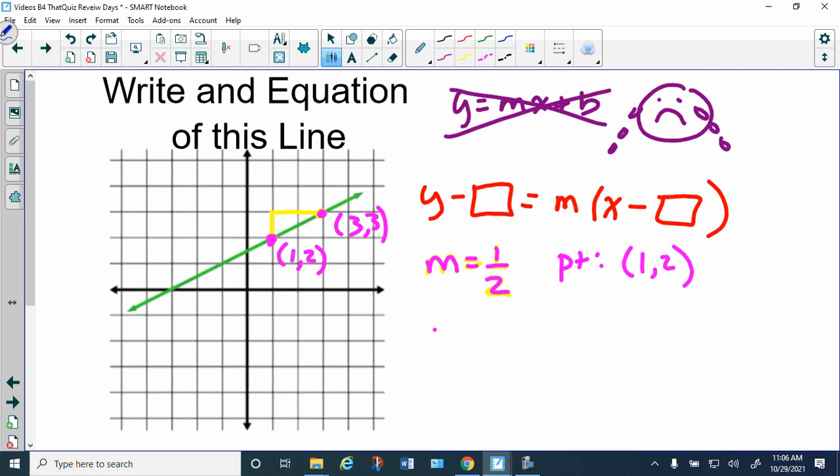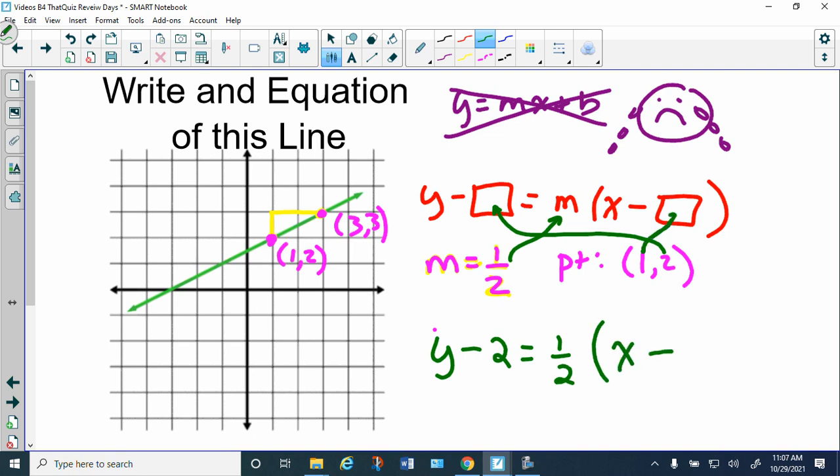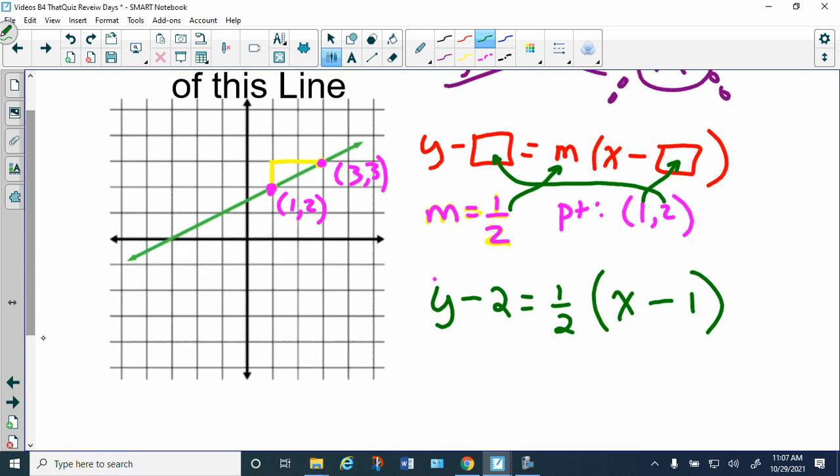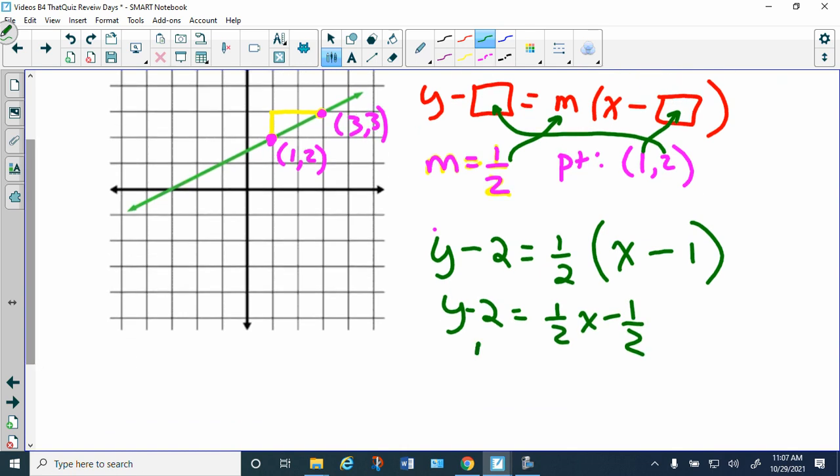Now let's throw everything in. We say y minus 2, because this is my y value, equals my slope, 1/2, times x minus, and I put the x value in there. I'm almost done. Let's see what this y-intercept really is. I'm going to distribute that 1/2. I got to get rid of that minus 2, so I'm going to get y by itself.